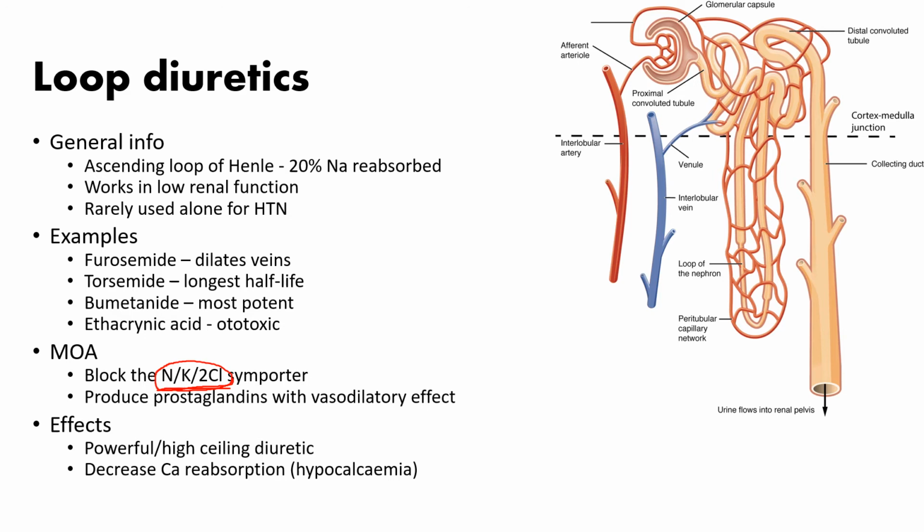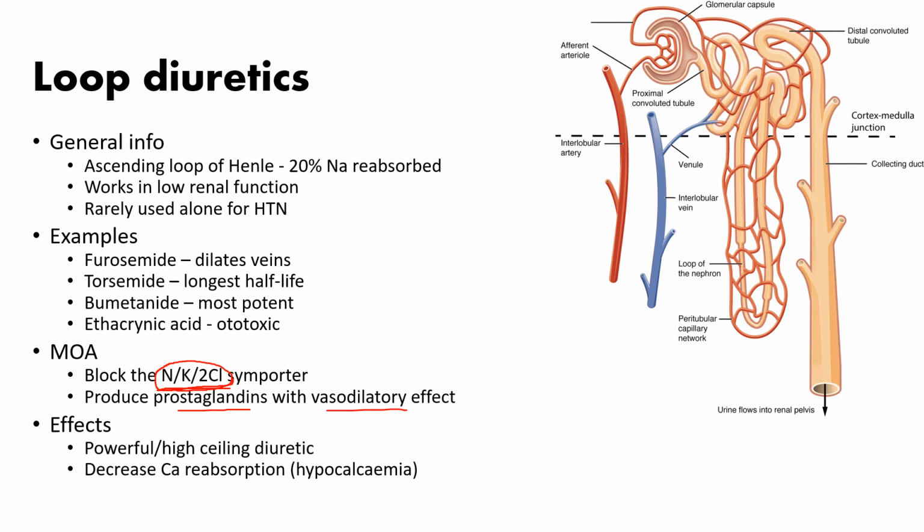Oh, prostaglandins. Loop diuretics also encourage the production of prostaglandins. Prostaglandins have a vasodilatory effect. This means that non-steroidal anti-inflammatory drugs, like for example ibuprofen, would reduce their function because, if you can remember, NSAIDs like ibuprofen block the production of prostaglandins by inhibiting the COX enzyme. So NSAIDs would basically make them less efficacious.